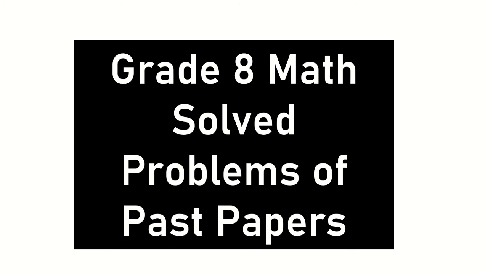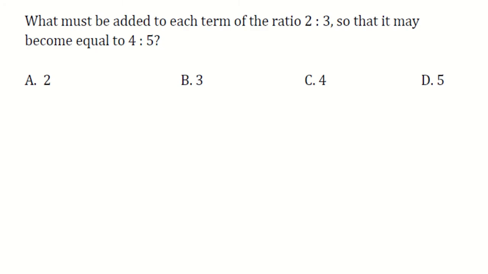Hello there. Here we are to solve past papers of grade 8 mathematics examination. For today, the first question, it says what must be added to each term of the ratio 2 to 3 so that it may become equal 4 to 5.